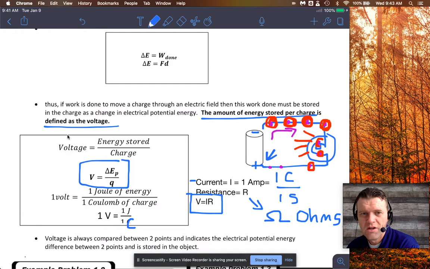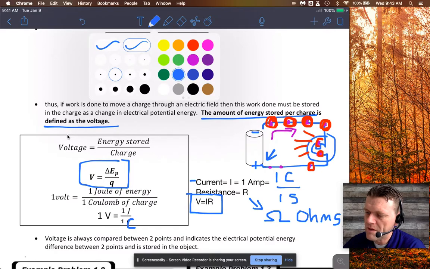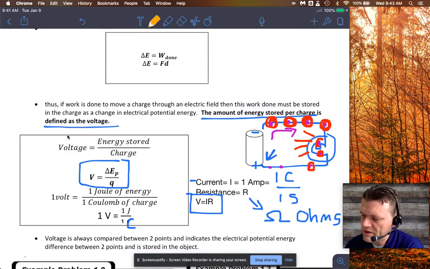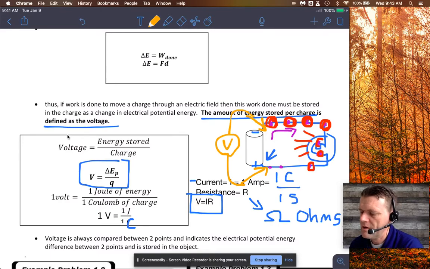Voltage is the measure of the potential difference in energy between two points. As we look later at a voltmeter, we could stick one probe right here and another probe right here and measure the volts using a voltmeter. It measures the voltage across those, comparing those two positions in the circuit.